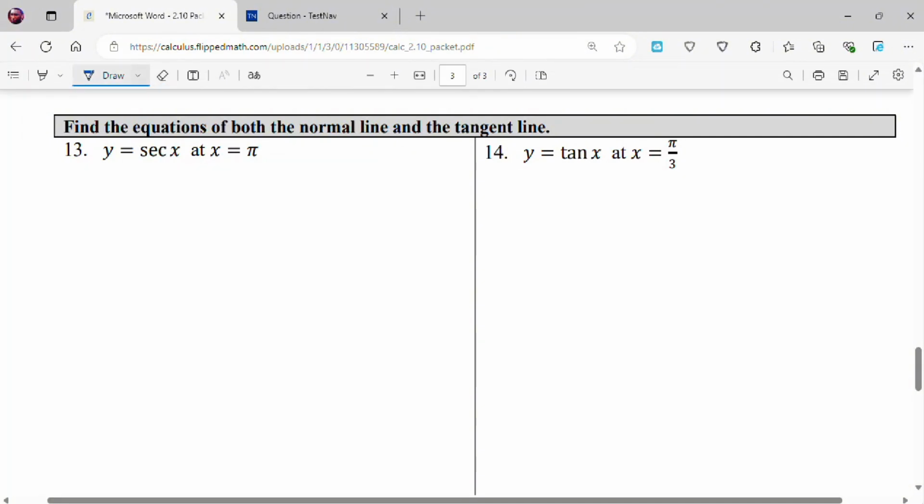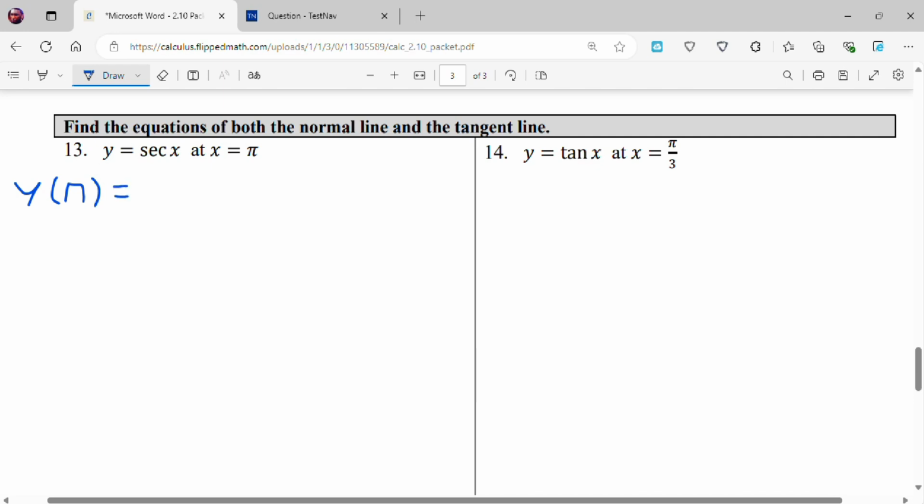Alright, next questions we have to solve for the equation of the tangent line and the normal line. And at this point, you should be pretty much masters of tangent line. So we're going to find our y value.